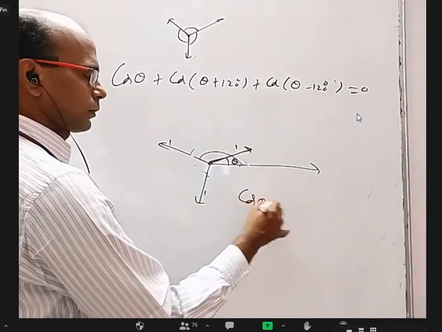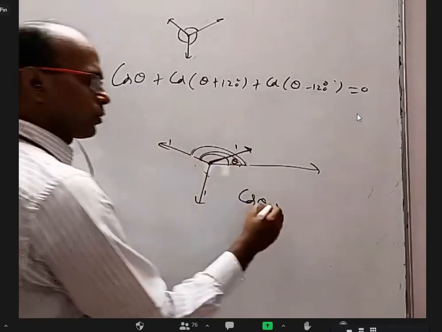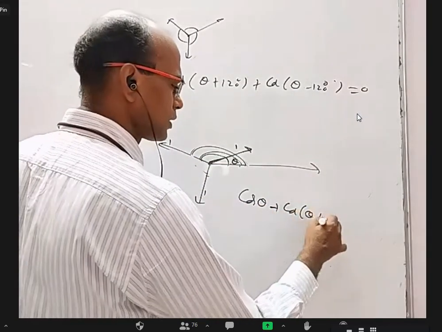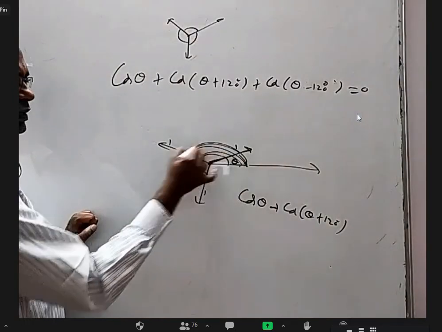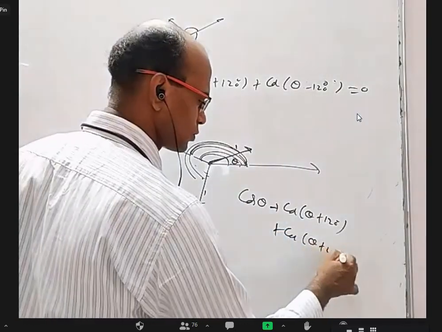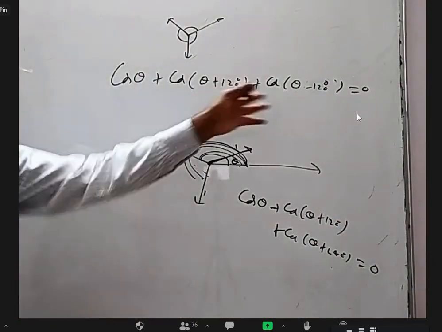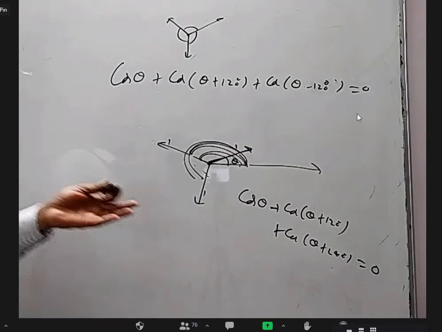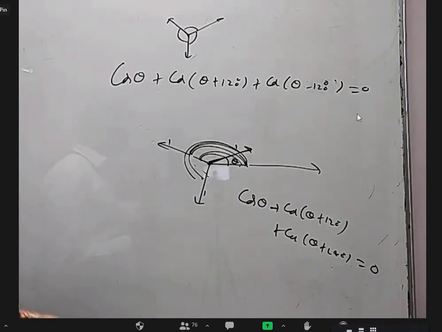Cos theta. Because this angle is theta plus 120, the horizontal component of this is cos(theta plus 120). And the horizontal component of this, theta plus 120 plus 120, means theta plus 240: cos(theta plus 240), equal to 0. Done, nothing to write. Somebody asks the question like this, you can say it's correct, but nothing to prove it. Correct?